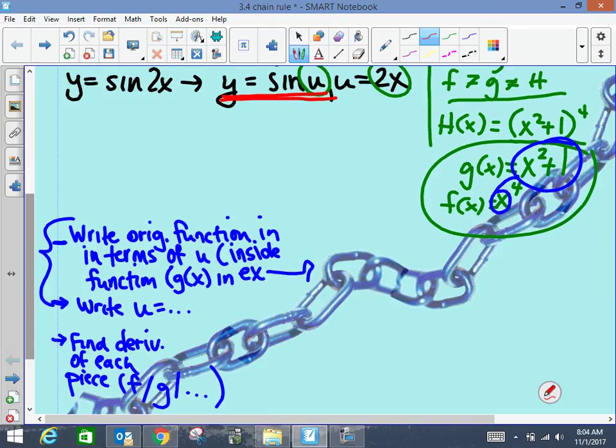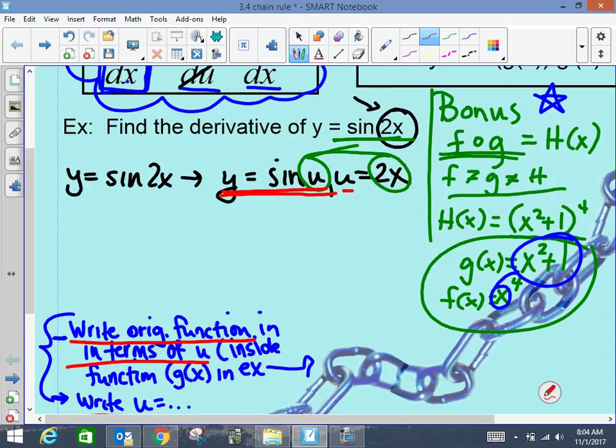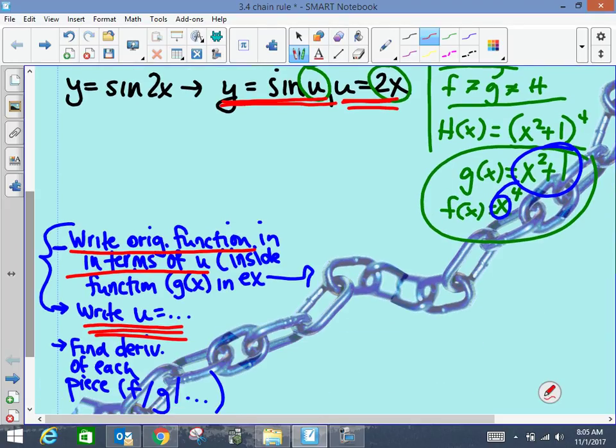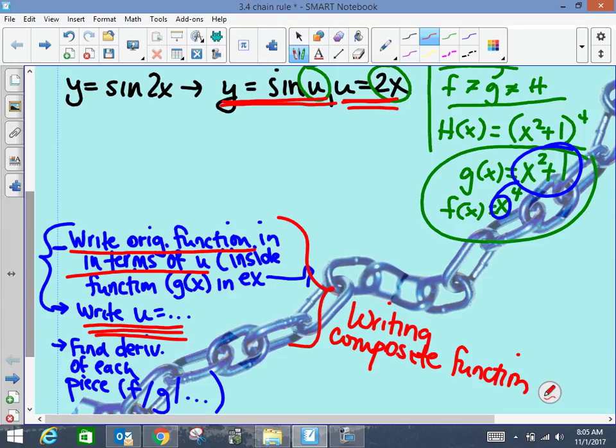Right here, write the original function in terms of u, that's that. And then write u equals, that's that right here. You're defining your composite function basically. That's all you're doing. Writing your composite function in pieces, I'll say. Not very mathematical, but it works. So you're defining your composite function. A composite function is a function within a function.